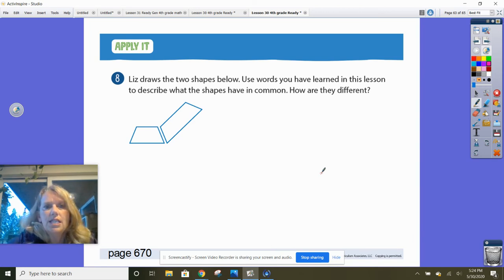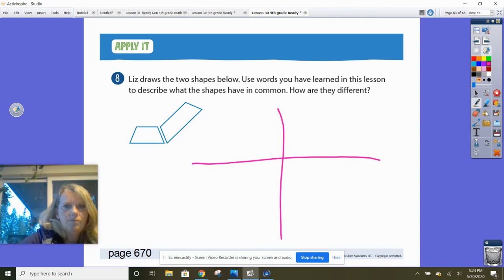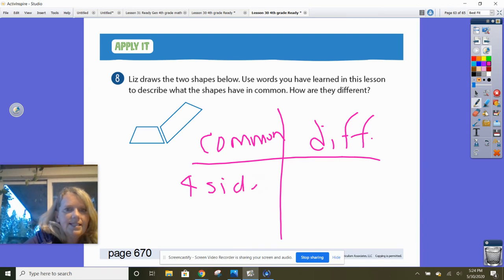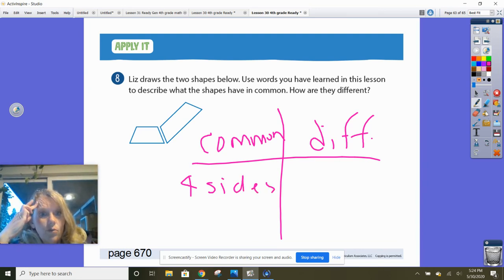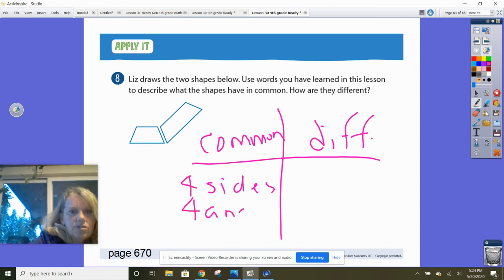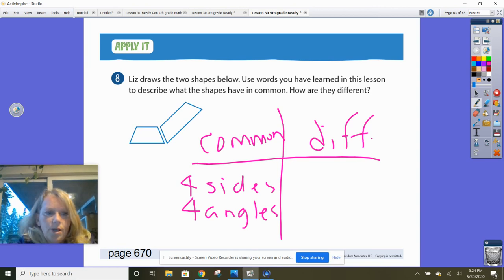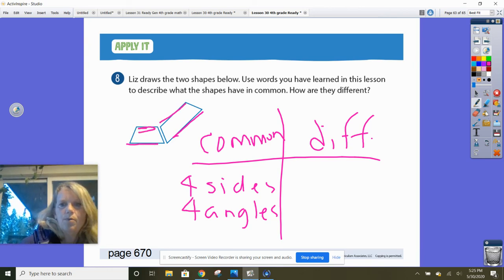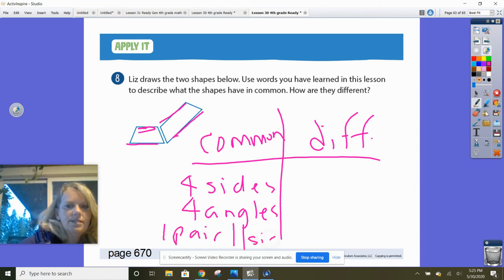Number 8, Liz draws the 2 shapes below. Use words you have learned in this lesson to describe what the shapes have in common. How are they different? Again, on a t-shirt, common and different. So what do they have in common? They both have 4 sides. That's not really one of the things we've been talking about, so they both have angles because they're both quads. Do they both have parallel? Check for that one. Yes, they both have 1 pair of parallel sides.